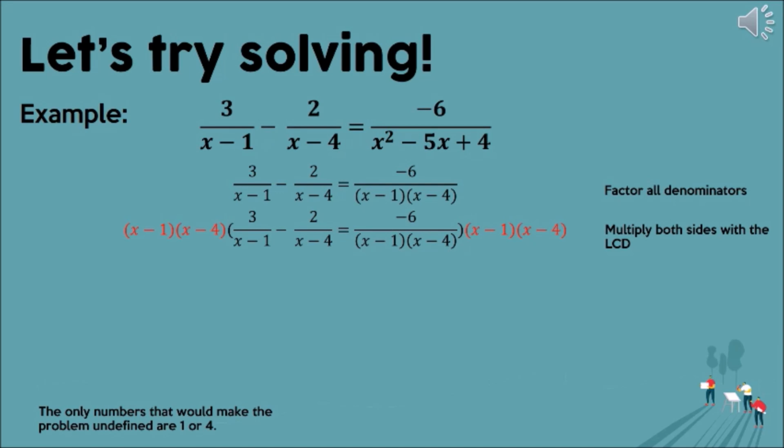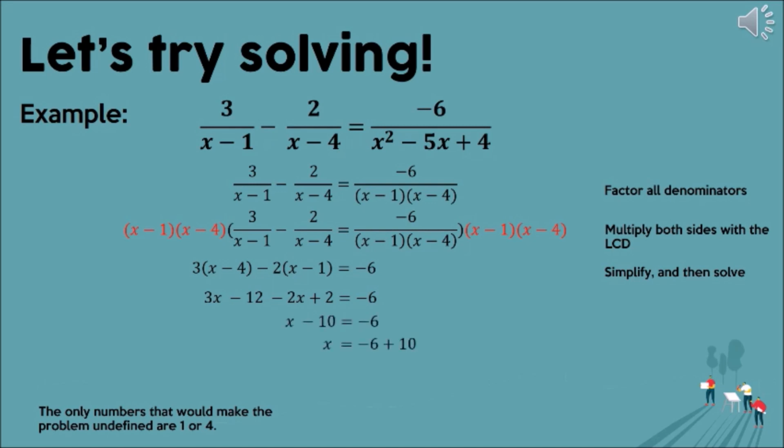On the other side, x minus 1 times x minus 4 times negative 6 over x minus 1 times x minus 4, cancel the denominator in the LCD, we are left with negative 6. Now our equation is simplified to 3 times x minus 4 minus 2 times x minus 1 is equal to negative 6. Let's simplify further and transpose the variables and constants. And now we have x is equal to negative 6 plus 10. Negative 6 plus 10 is 4, which means x is equal to 4.